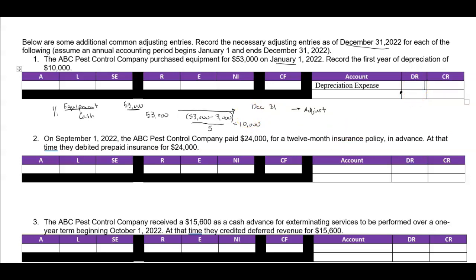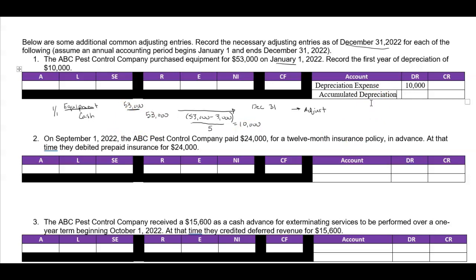Now, how much? Well, we already know $10,000 because in this case, we bought it on January 1st. The annual depreciation is $10,000 per year. Since we held it for a full year, we're going to recognize all $10,000. Now, a lot of people want to hit the equipment account, but be really careful. We cannot. We have to hit an account called accumulated depreciation. Accumulated depreciation is a contra asset account. It is married to the equipment account. So as we reduce the value of this equipment, we will net it with the accumulated depreciation to show the actual book value of the asset.